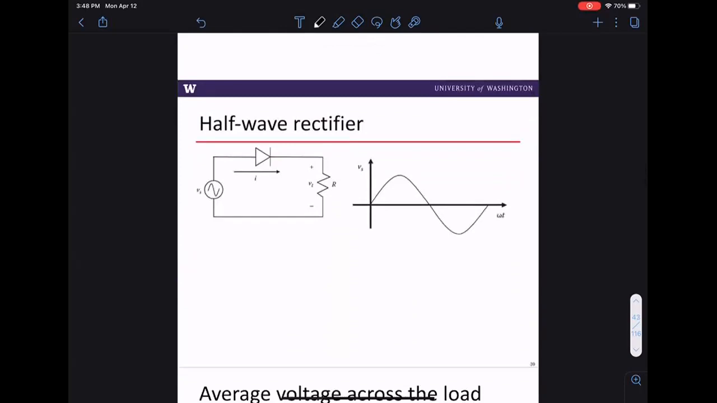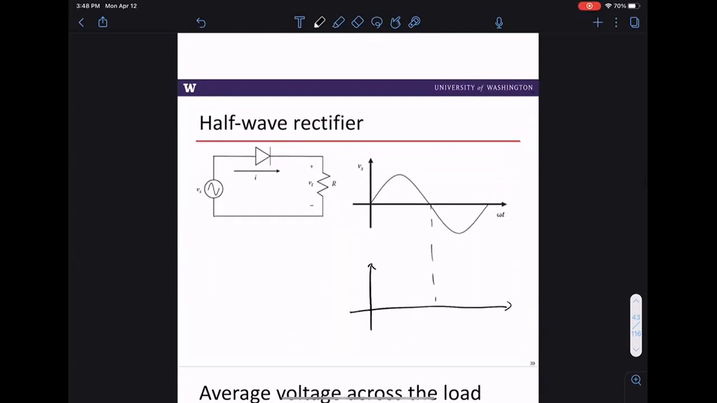So the simplest one we have, let's start with our diode. This is the simplest rectifier we have. This is called a half-wave rectifier for obvious reasons, because you get half the wave. You get the first part of this wave. The rest is 0 until the start of the next period, because I put a diode in the middle of the circuit.